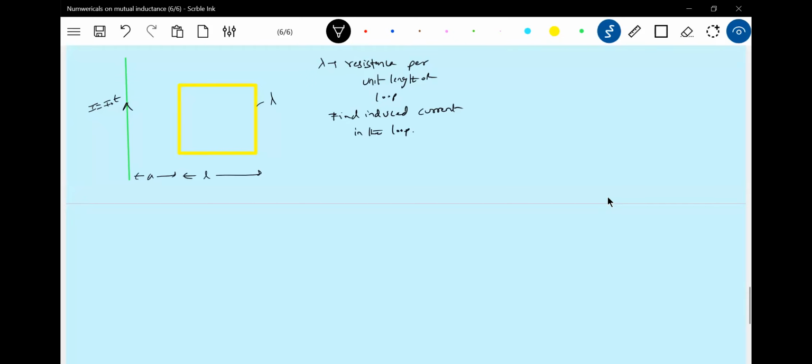So there will be an EMF induced. If a varying current flows in this structure, a long wire, how will it produce the induced EMF? I'll calculate the mutual inductance, and with the help of mutual inductance I can find it. So how to calculate mutual inductance? First, let's calculate the flux linking this structure.